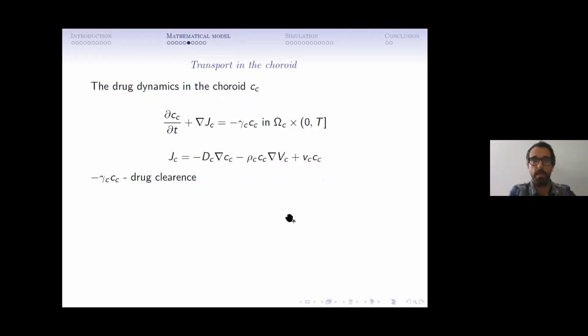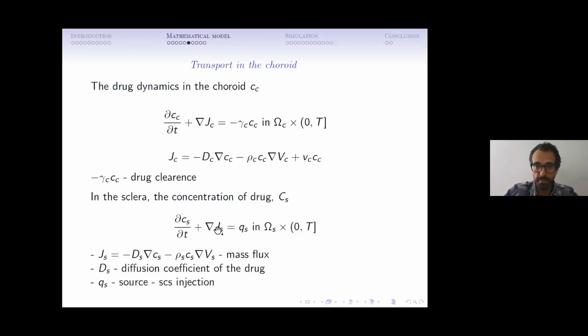We have defined in the choroid a similar equation. In this case, the main difference is that we do not include any source term, because in this layer we don't have a source term to simulate the injection. But we have the main term that is related with the clearance, because this layer is the most vascular layer, so it is where more drug is lost, and part of this drug is not efficient to treat the retina.